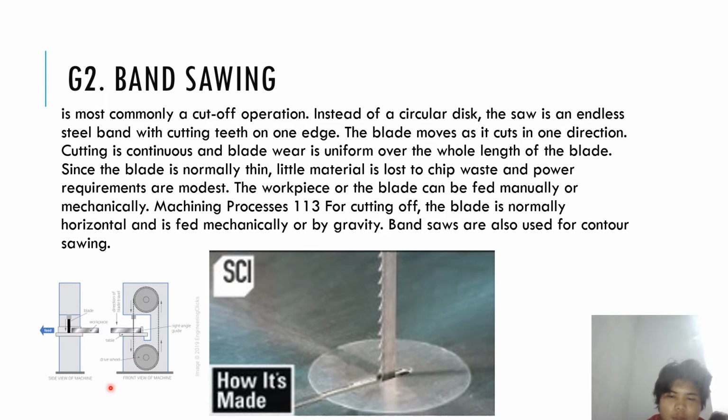Machining process 113 is for cutting off. The blade is normally horizontal and the feed is mechanical or by gravity. So you can see here the workpiece is horizontal and the cutter moves vertically, which takes less power because of gravity, since the direction is to the bottom. If you cut from the bottom to the top, it's gonna cost a lot of power because gravity makes the workpiece unstable. So when you cut, you're fighting the gravity and the weight of the workpiece as well.